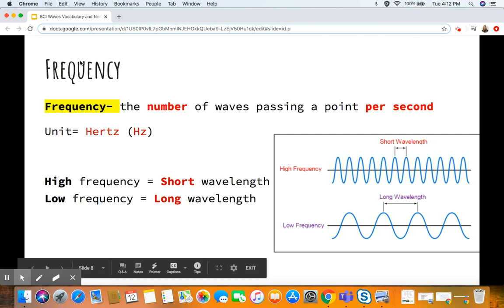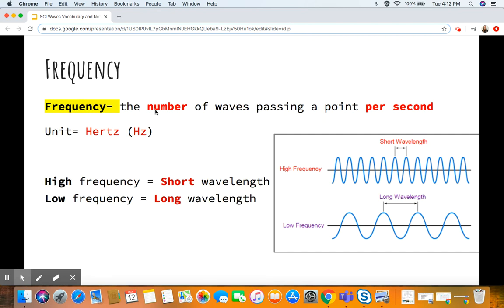So next, let's talk about frequency. Frequency is the number of waves that pass a point per second. So how many waves are passing in 1 second? We have a unit for that, which is pronounced hertz, which we abbreviate as Hz. So frequency is how many waves are passing in 1 second, and we measure that in hertz.